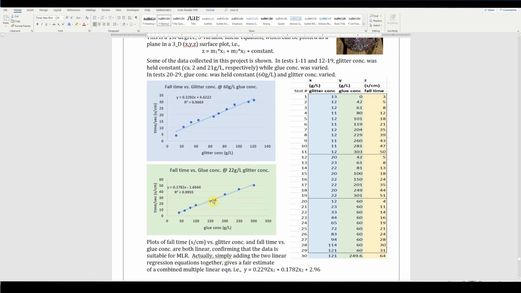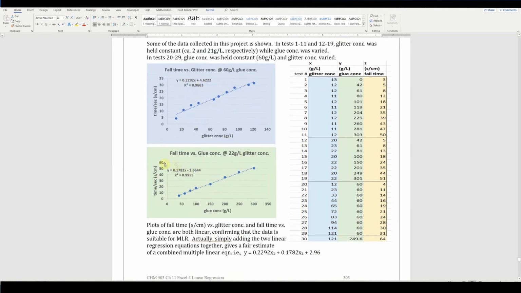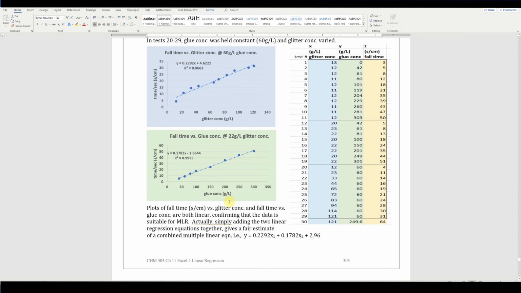What's more, you can even just add these two equations together and you get a pretty close approximation to what Excel derived by regression analysis. If you check later, you'll see this simply is the addition of these two equations. It's quite close to what Excel derives. I want to jump ahead and take a look at the results to show you what's going on.